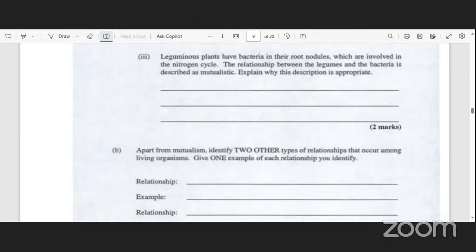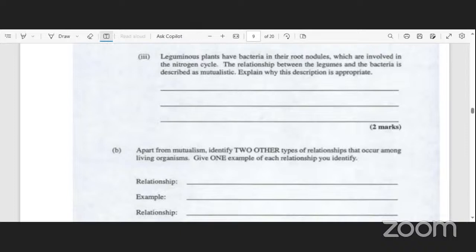So explain why this description is appropriate. What can we say about the description? So in this sense, the question is a simple one for you guys. Oh, let me see what Anika wrote. Legumes need nitrogen to grow while it releases nutrients and energy for the bacteria. These organisms have a mutualistic relationship because they both benefit from each other.